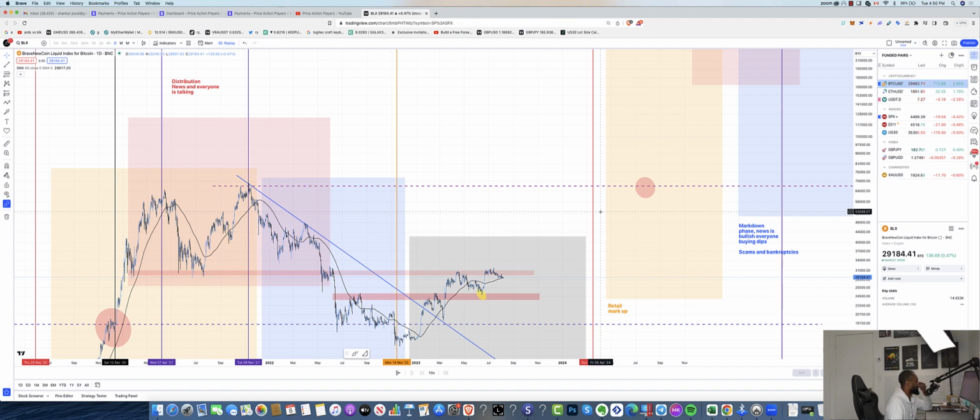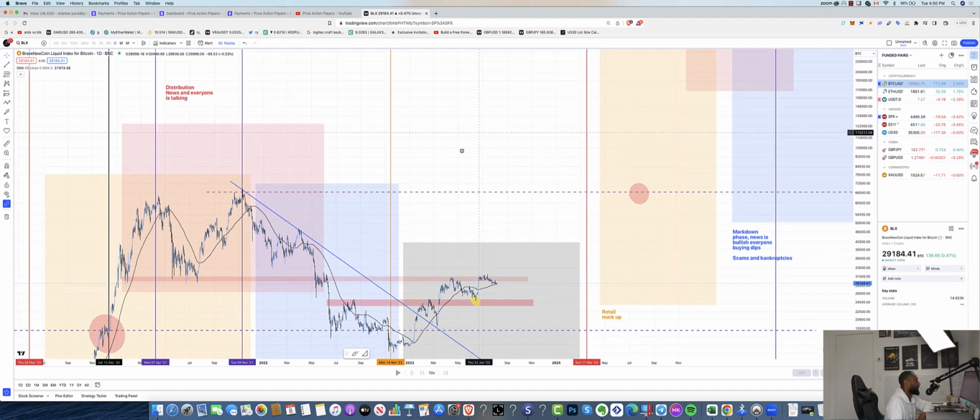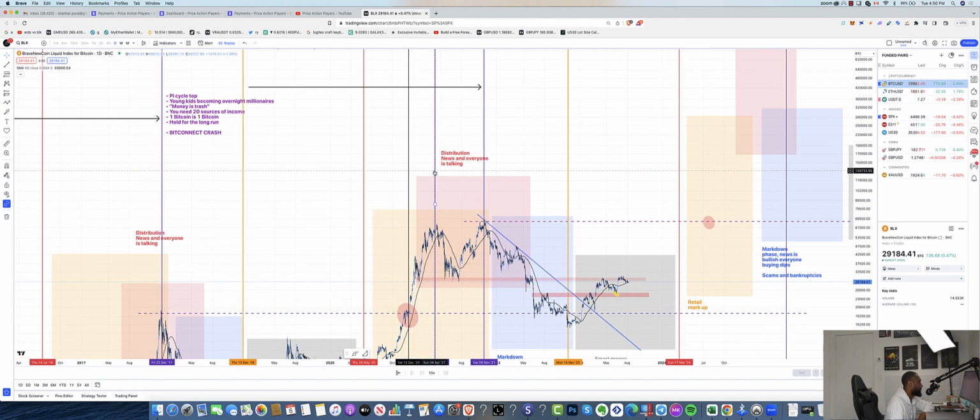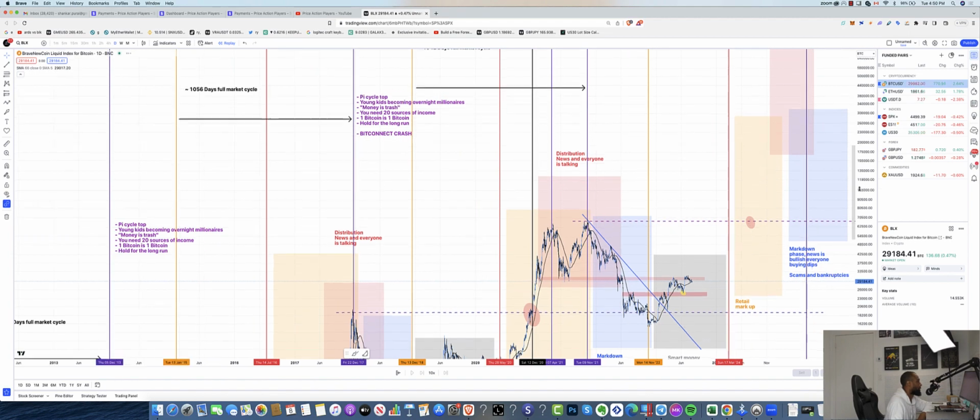A lot of people think we're going to reach 100K before the halving. I don't think that's realistic. We might even reach this 100K in the next cycle. We could only go as high as 150,000, 200,000 for the next cycle.